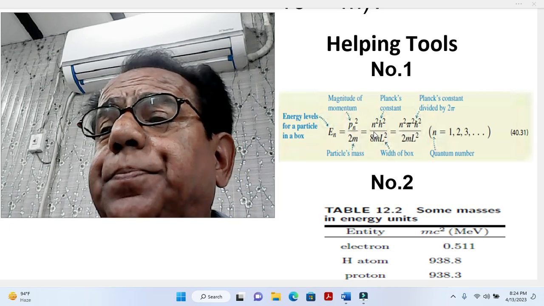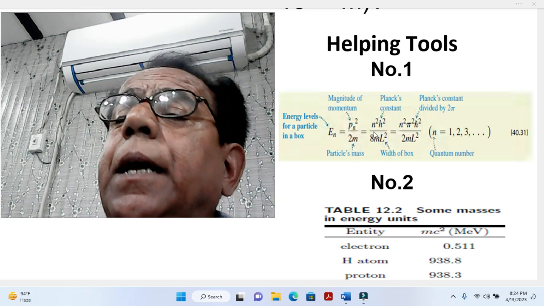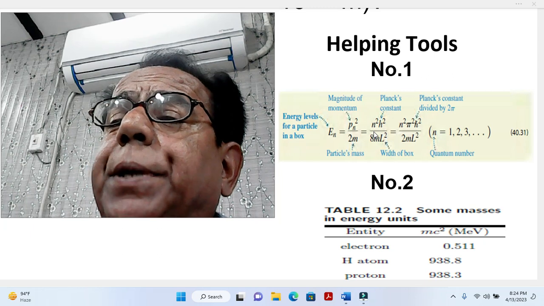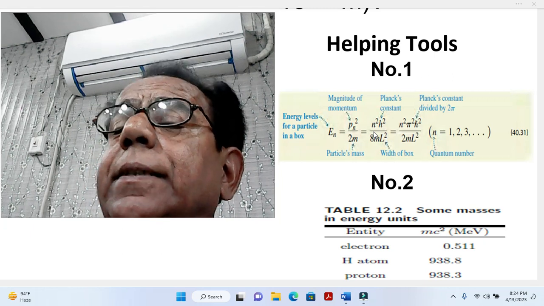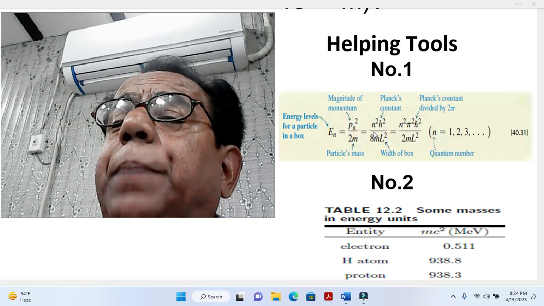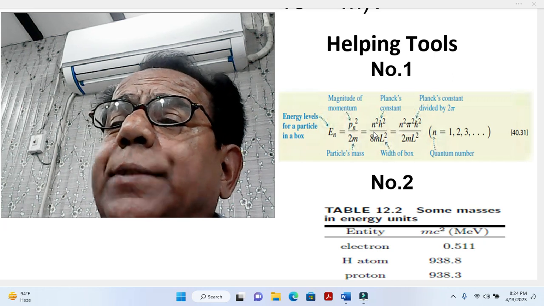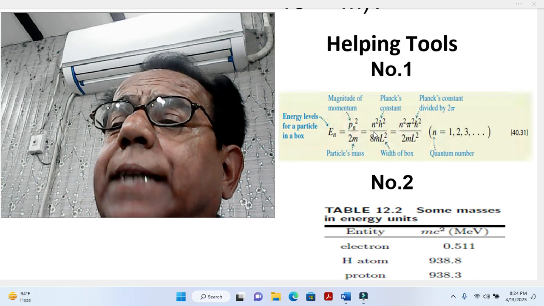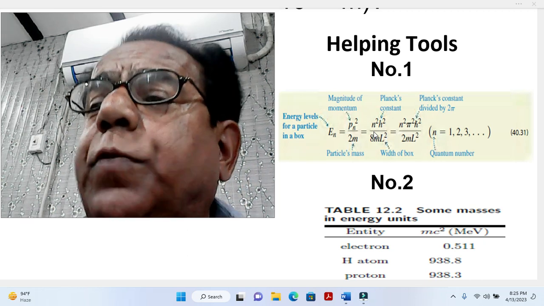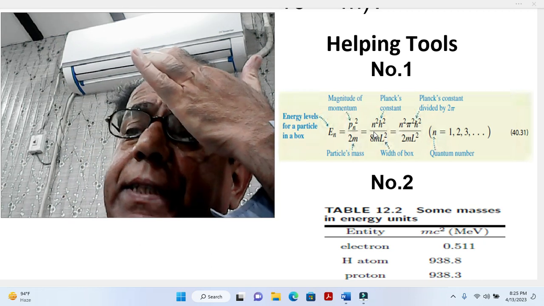This expression alternatively becomes equal to n square pi square h cut square divided by 2m capital L square. Here, dear students, h cut is Planck's constant divided by 2 pi. When we put h over 2 pi in place of h cut, we come back to the previous stage, that is, n square h square over 8m L square. Here n is the quantum number, 1, 2, 3.